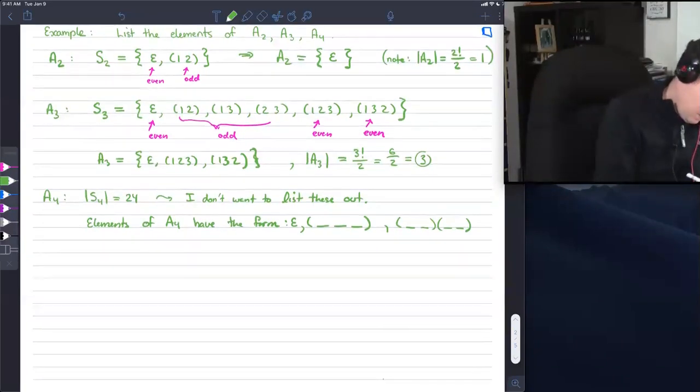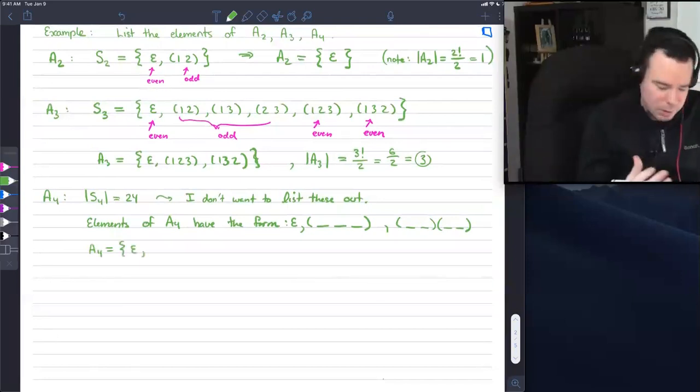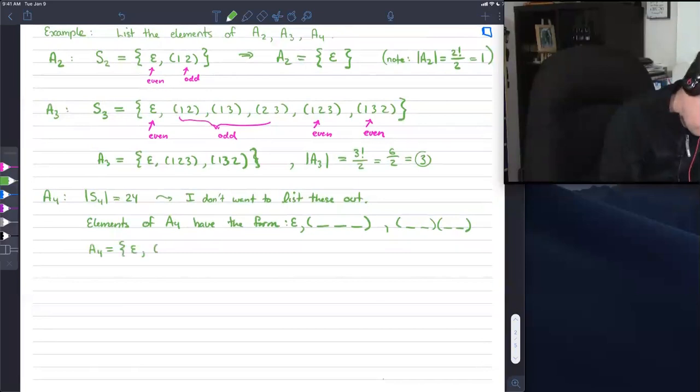And so what that means is we have exactly what our permutations are going to look like. A4 is going to be the identity. Maybe I'll list the 2 2 cycles out first. It could be a 1 2 followed by a 3 4. Or I could have partnered up the 1 and 3 with the 2 and the 4 as another partner pair. Or I could have partnered up 1 and 4 with 2 and 3.